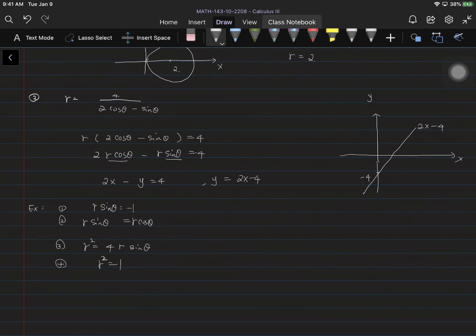And then for this section, for this class, we can stop here. In the next class, we are going to sketch the polar curve. That means the curve given by the polar equation. Okay, so let's stop here.